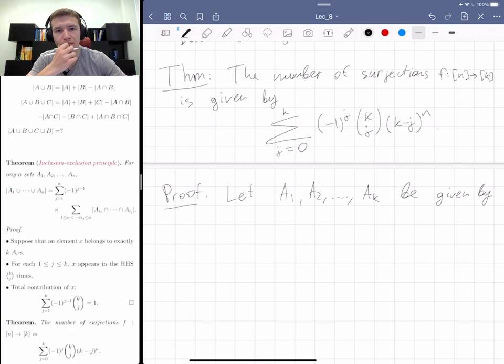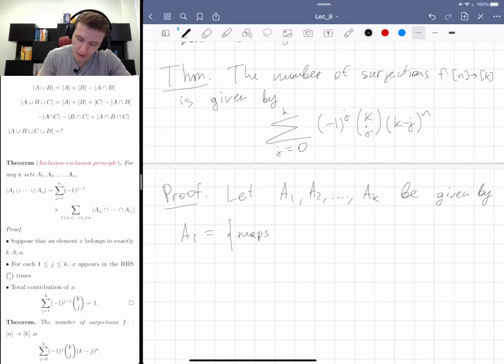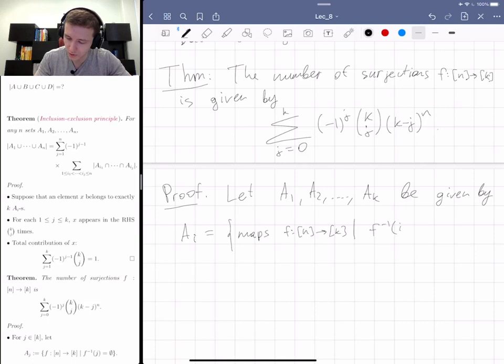Oh, okay. Yeah, that's actually correct. You don't mean surjections, you mean just maps. Okay, right, that's true. So each A_i is just the number of all maps f from [n] to [k] such that the pre-image of i is empty.